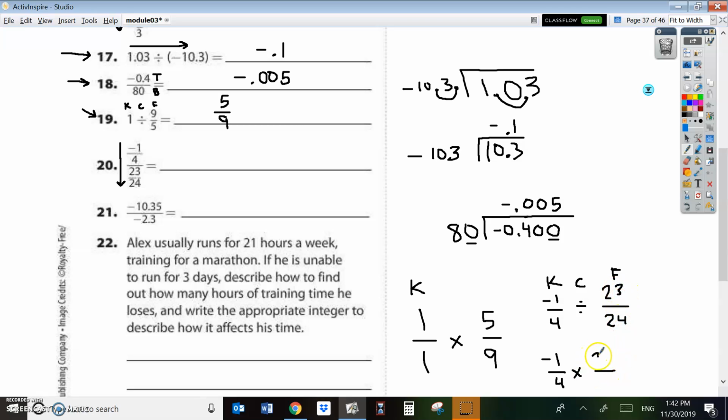23/24, the reciprocal is 24/23. And then cross cancel the 4 and the 24. Divide them both by 4, you get 6 here and 1 here. So it's -1 times 6 is going to be -6. 1 times 23 is 23. So it's -6/23.